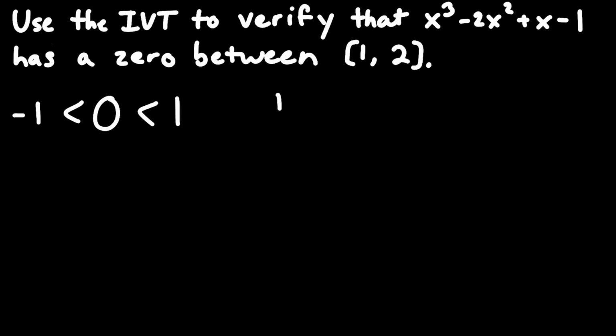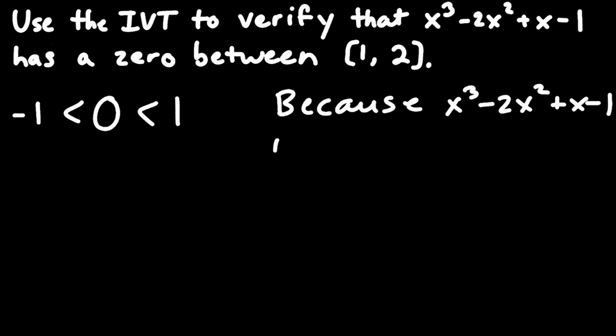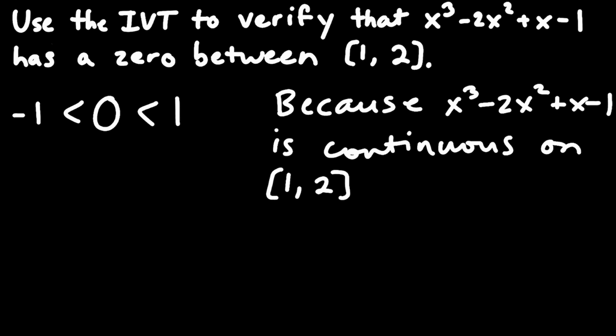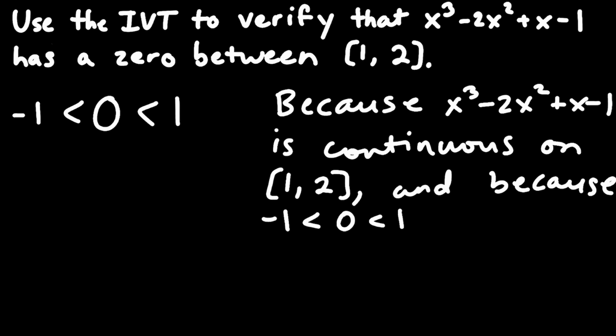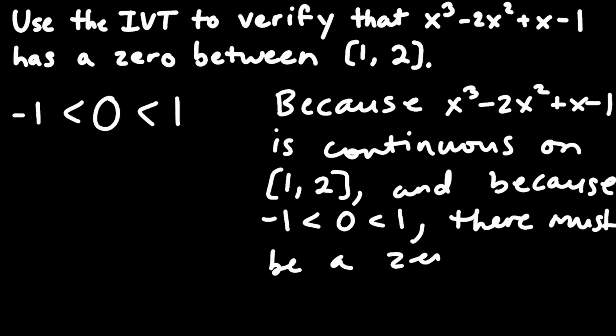Again, we're going to write our conclusion. First of all, saying that because x cubed minus 2x squared plus x minus 1 is continuous on the closed interval 1, 2, and because -1, we're going to plug in the inequality here, -1 is less than 0 is less than 1, there must be a 0 between the interval 1, 2.